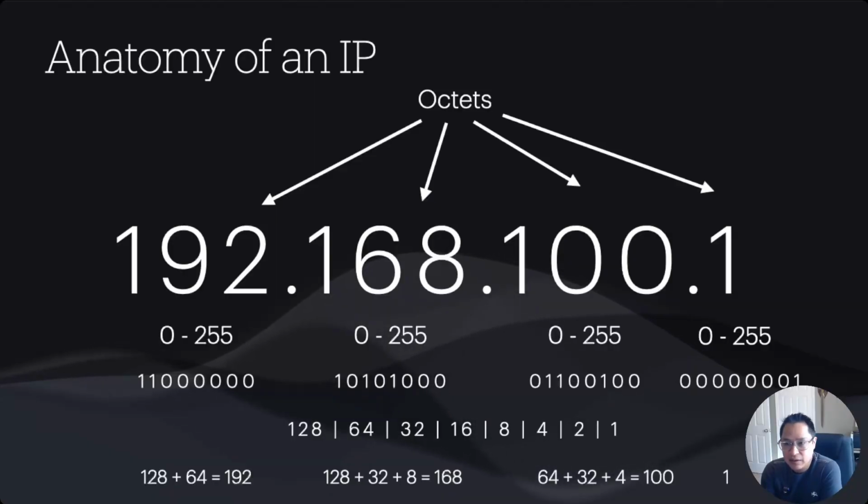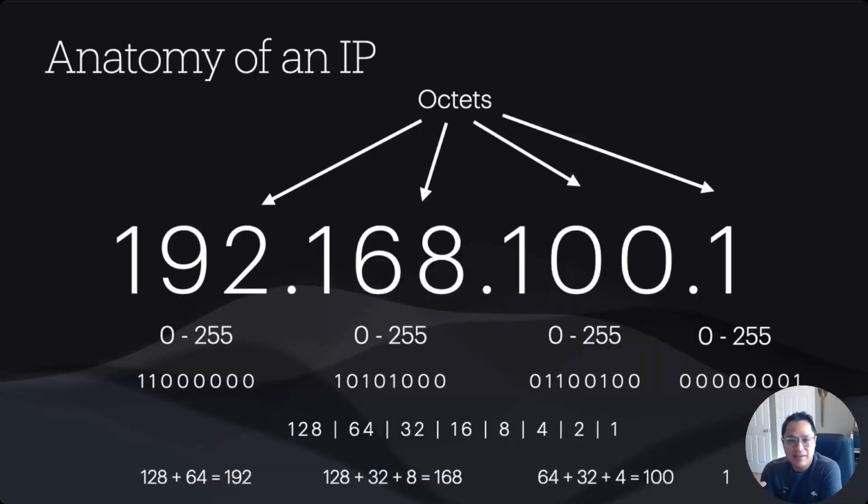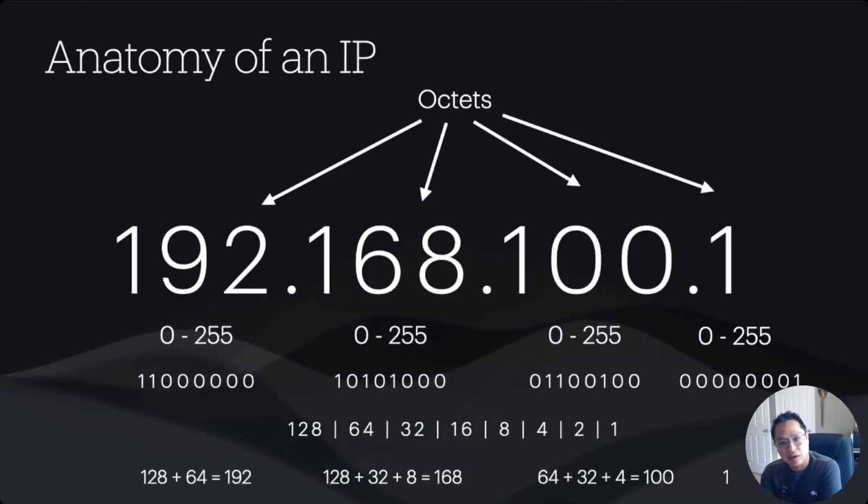100, same thing. And then 1, we only have that last bit on, so that's how we got to that 1. So a little bit more detail here than you probably were expecting, but this is really good to know as you get into more concepts. The big takeaway here is this IP address is made up of 4 different sections, 4 octets, that can go from 0 to 255.